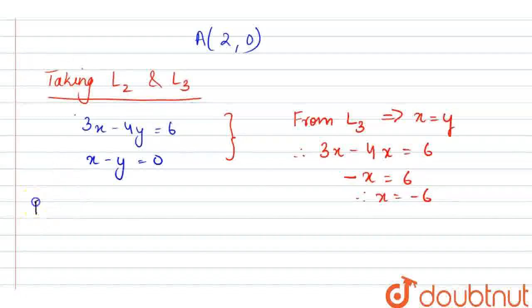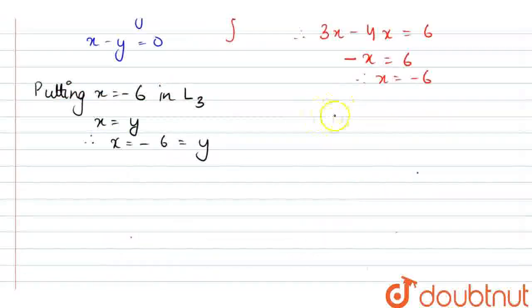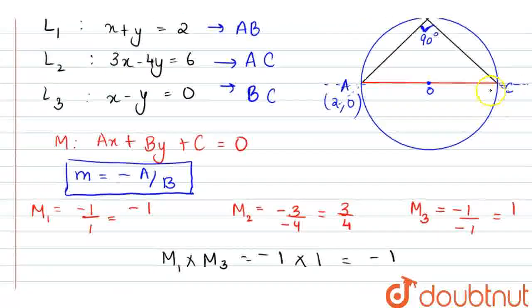Then we'll write here, putting x is equal to minus 6 in L3, we get x is equal to y. Therefore x is equal to minus 6 is equal to y. So point C comes out to be minus 6, minus 6. So we get the coordinates of point C. We can write here minus 6, minus 6.